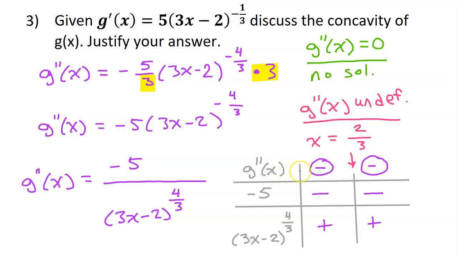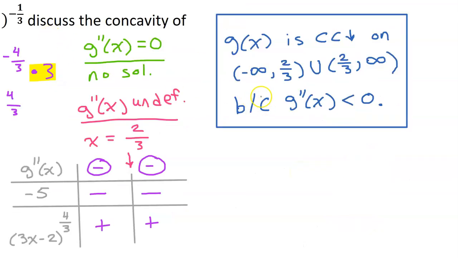So let's write it up. We say that g of x is concave down on the intervals from negative infinity to 2/3, union 2/3 to infinity, because g double prime is less than 0. Notice that I did not say concave down from negative infinity to positive infinity. I purposefully skipped over the value of x equals 2/3. That's because g double prime is undefined right there. So that is not to be included in this interval.